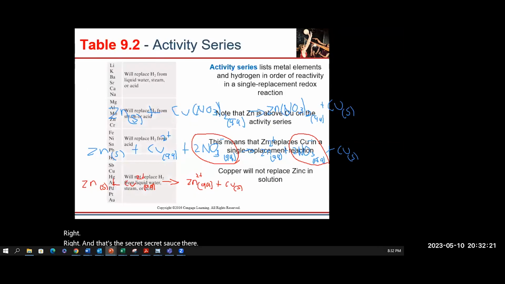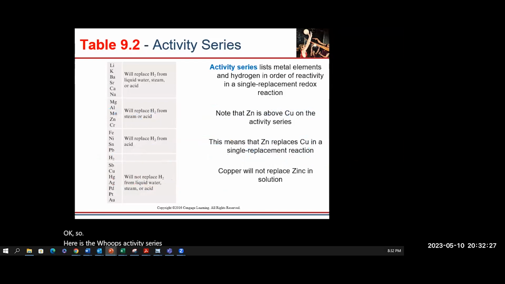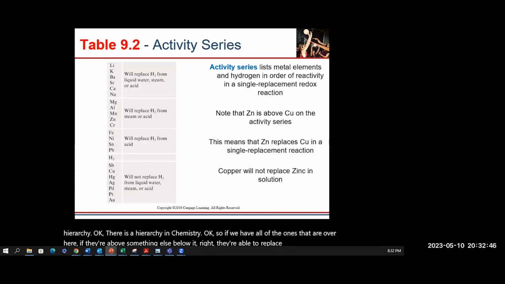Okay, so here is the activity series. The way the activity series works is that there's a hierarchy in chemistry. If a metal is above something else below it, it's able to replace that metal if it's in a chemical compound. So let me give you an example.